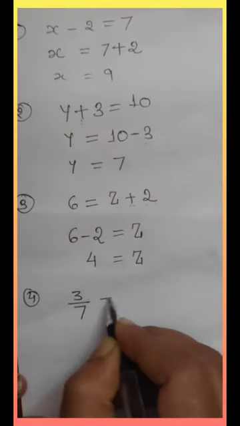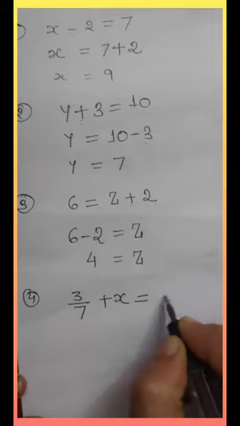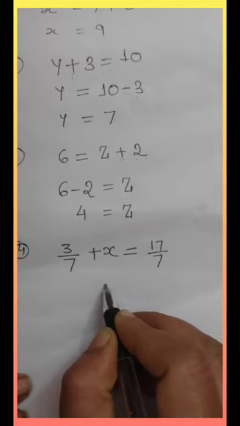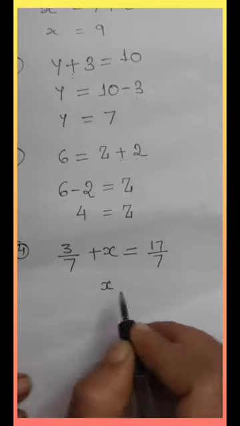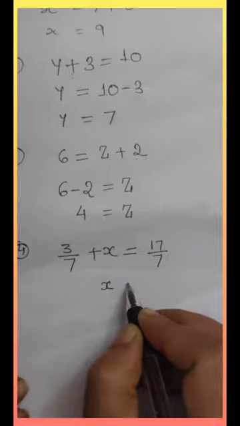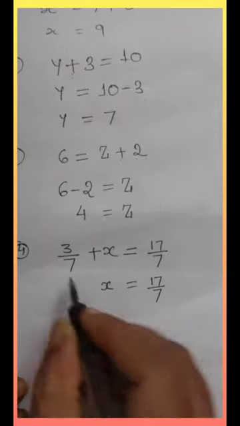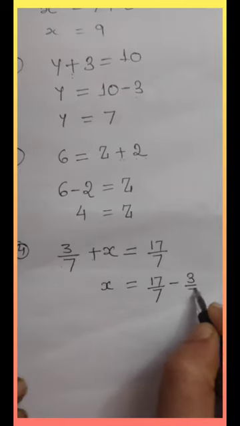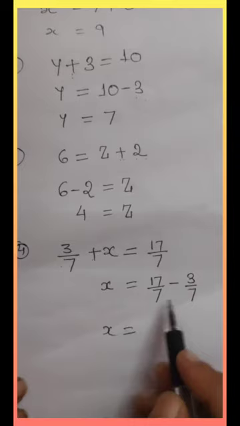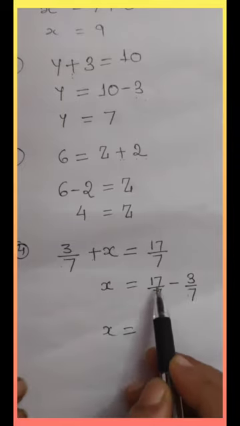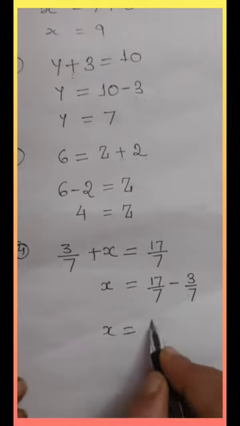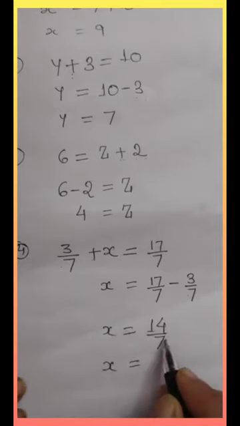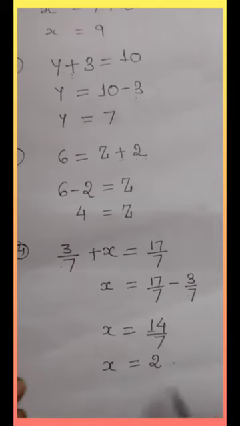3 upon 7 plus x is equal to 17 upon 7. Here we keep the variable x on its side, that is left hand side. This is equal to 17 upon 7. This plus 3 upon 7 will get transposed to the right hand side, becomes minus 3 upon 7. x is equal to, in this case the denominators are same, so we can directly subtract the numerators. 17 minus 3 is 14 upon 7. Therefore x is equal to 14 divided by 7, 7 2s are 14, x is equal to 2.